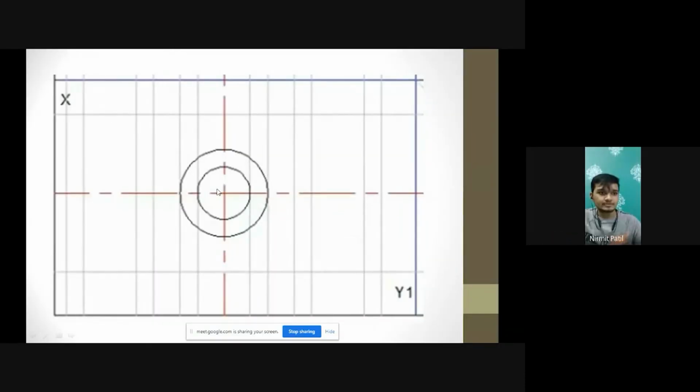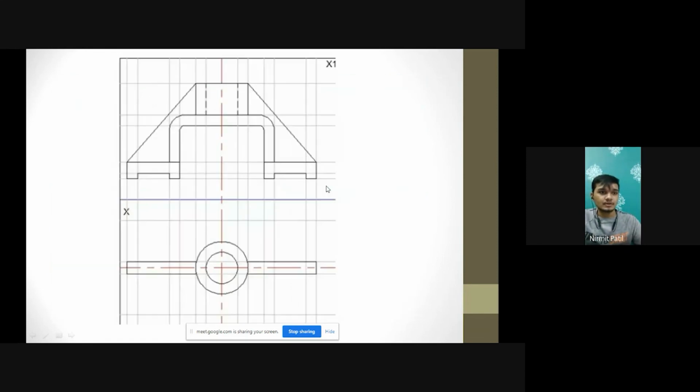So now we will begin with our top view. Considering this as the center point, we will draw a circle of 15 millimeter and another circle of 25 millimeter. Now, with the help of the projection lines taken from the front view, we will draw a strip of 16 millimeter width and length of 180 millimeter.